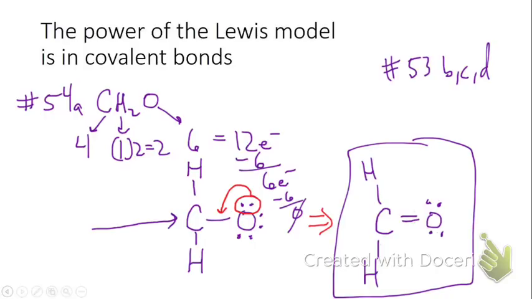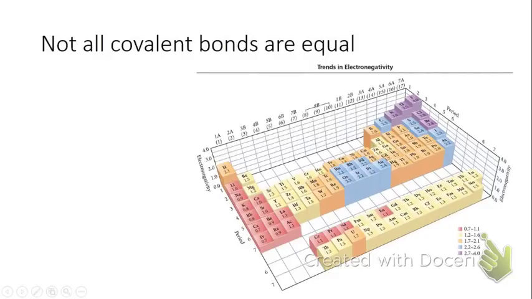So, we're talking about covalent bonds. Not all covalent bonds are equal, right? There are things called polar covalent bonds. Polar covalent bonds use this table of electronegativity to determine which element will more likely have the electrons around them than the other. So they share them, they just don't share them equally.